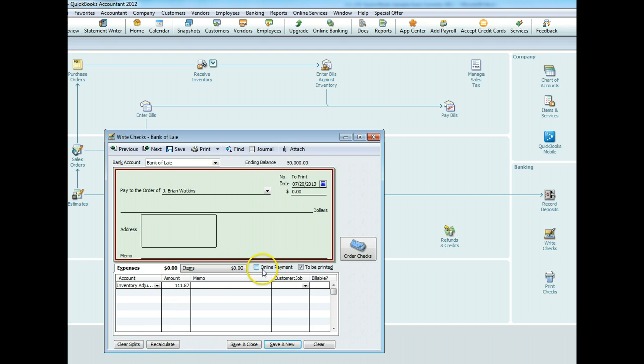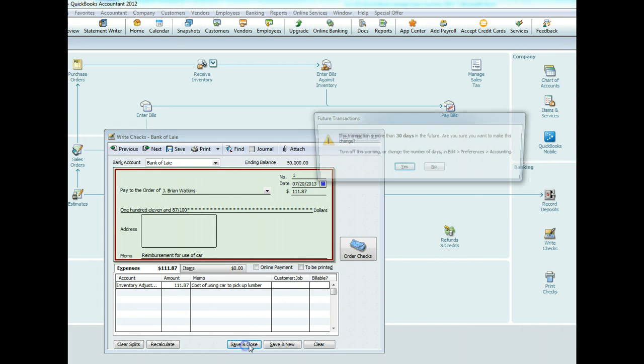See here these two little boxes, online payment, to be printed? There you go. We're now check number 1. And 111.87, cost of using car to pick up lumber. Alright. Reimbursements. Reimbursement for use of a car. 720, 111, save and close.